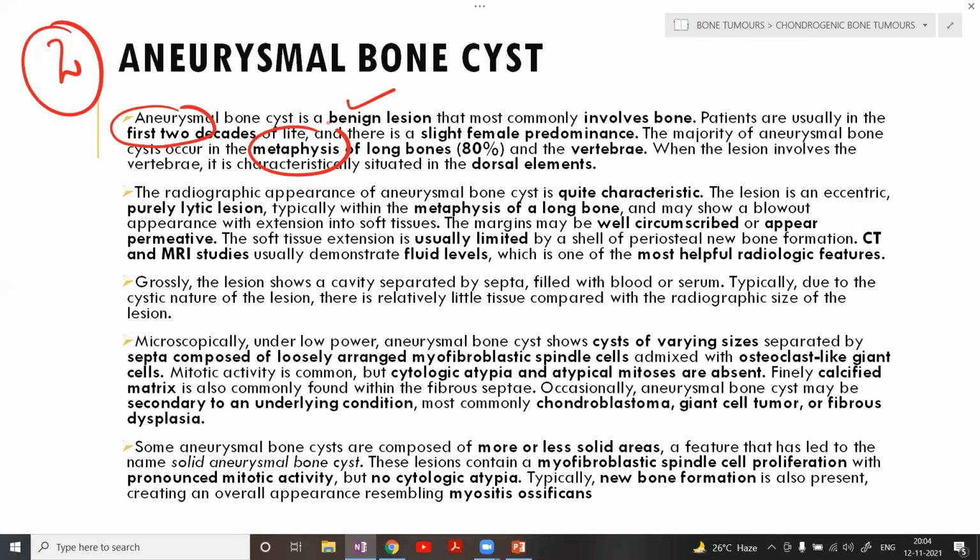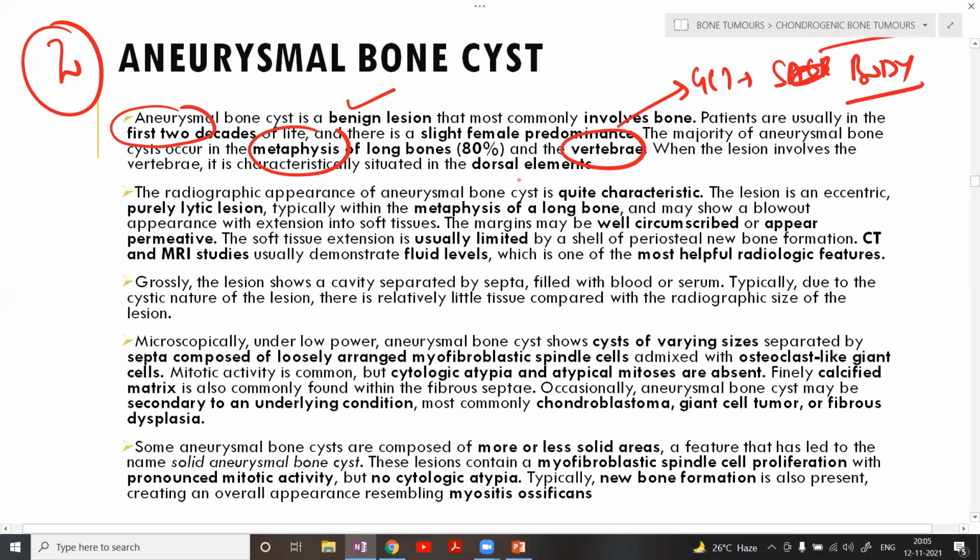The second thing is the age group. ABC is in the first 2 decades, whereas GCT was in the older age group. The third important point of difference is that it also involves the vertebra, but GCT involved the body of the vertebra, as well as the sacrum. Whereas aneurysmal bone cyst involves the dorsal elements. These are all fine points. Once you answer in this manner, you are bound to get very good marks in vivas.